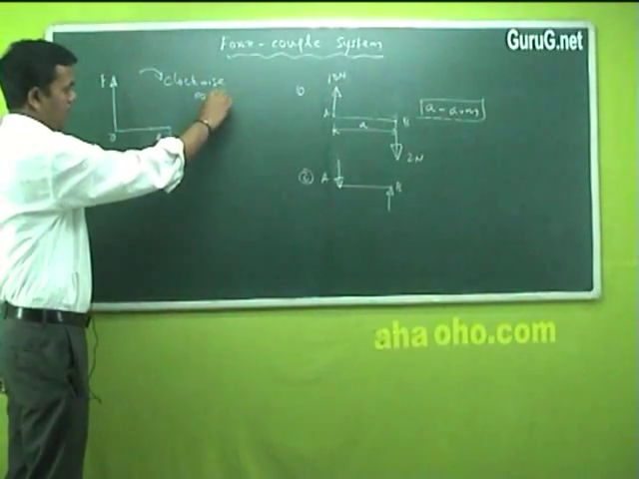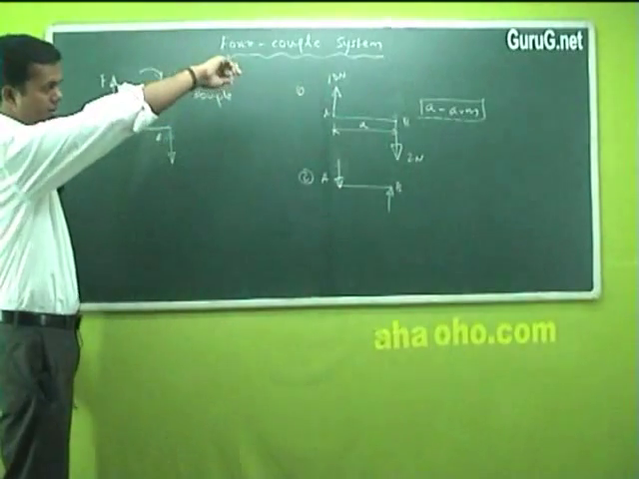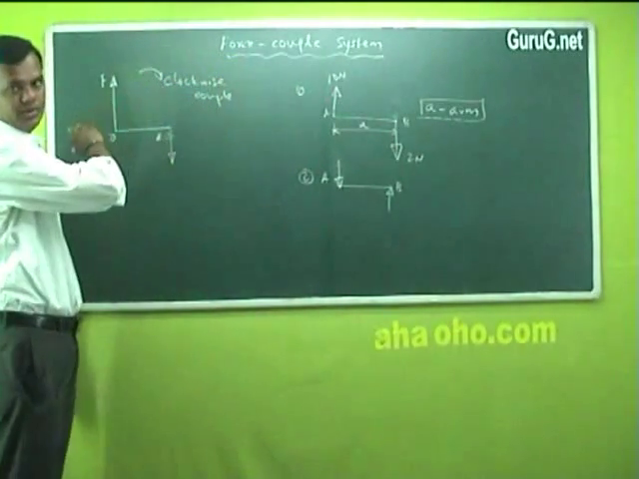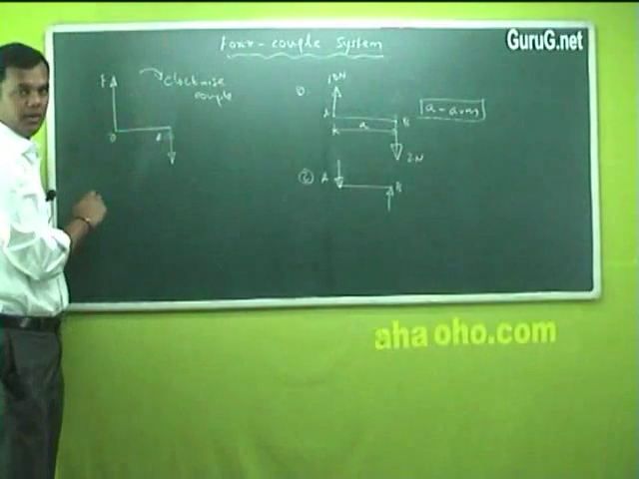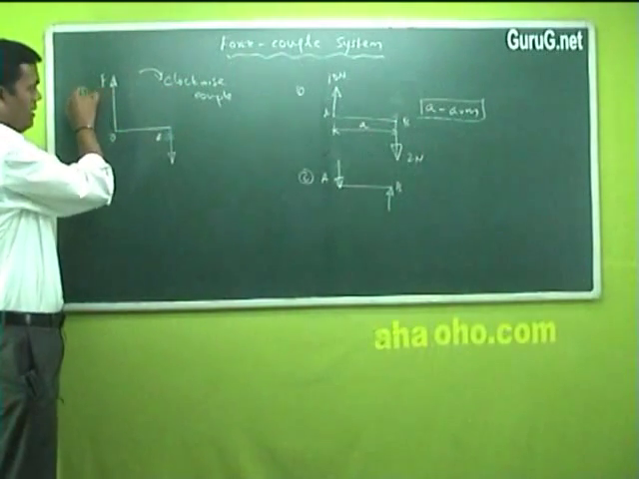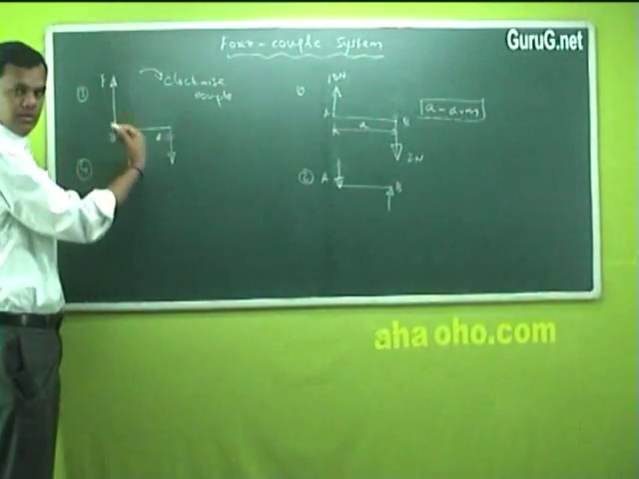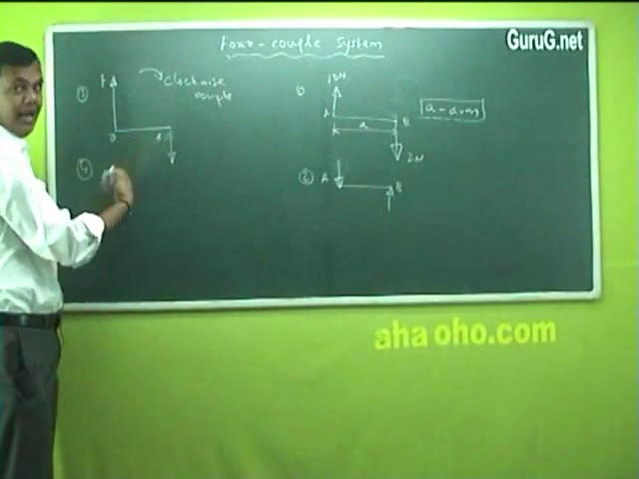This couple may be rotating either clockwise or anti-clockwise. This shows my clockwise couple. This is sketch number 3. Sketch number 4. In the same fashion we can indicate an anti-clockwise couple.